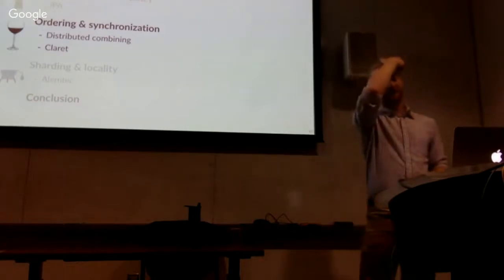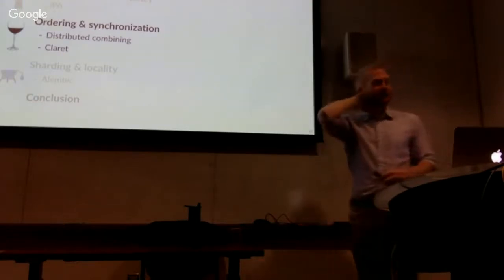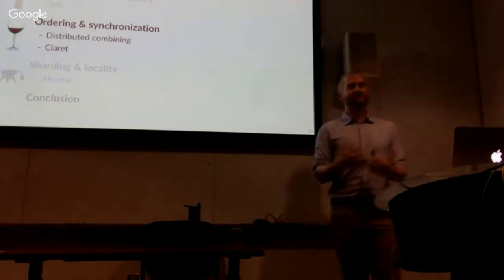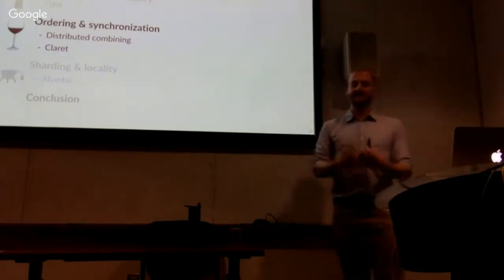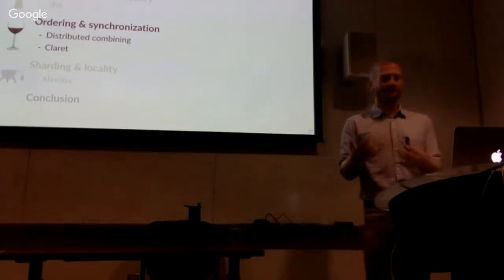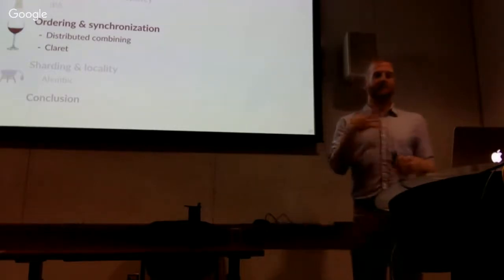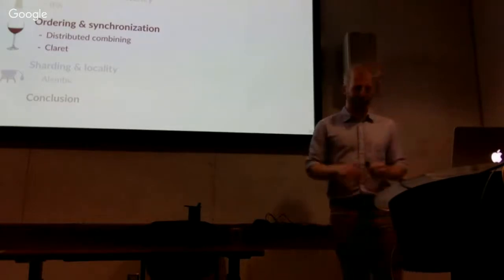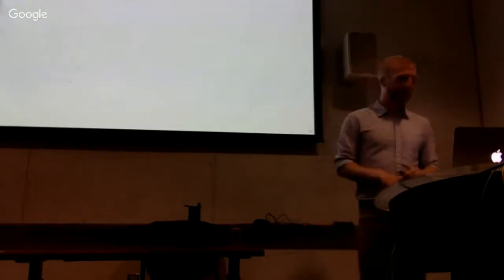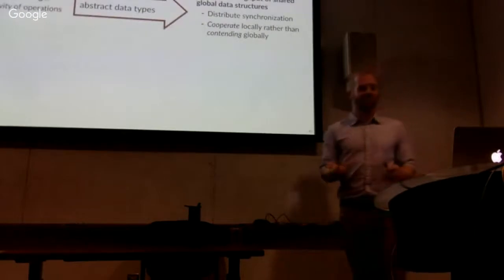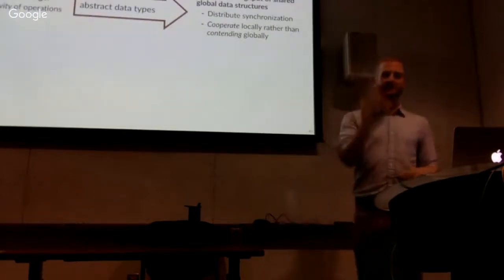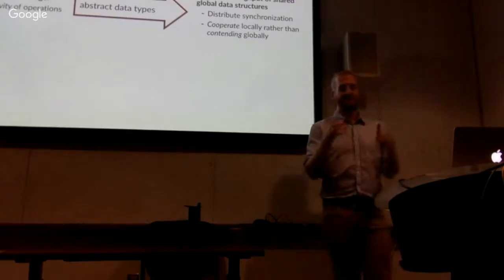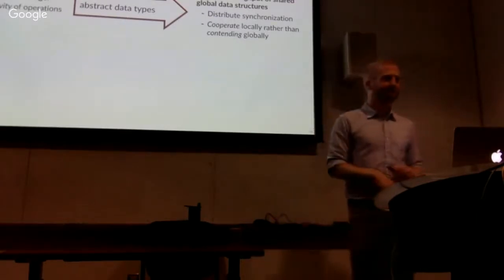So the next two are, rather than weakening consistency, which we did in IPA, we're actually going to keep it appearing to be as consistent as it was. We're going to keep it appearing linearizable, but we're going to use our knowledge about concurrency of abstract data type operations to improve their performance. So the first one is distributed combining. Here we're going to use associativity of ADT operations to improve the performance of linearizable shared global data structures.